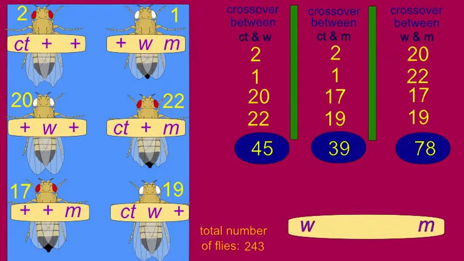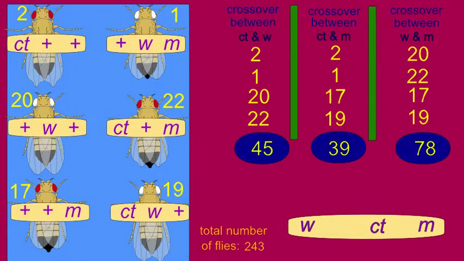Cut is located in the middle, and it is about equidistant between white and miniature. Although since there are 39 crossover events between cut and miniature, this is a slightly smaller number and thus a closer distance between cut and miniature than between cut and white, since there are slightly more crossover events, 45. And so the order of the genes on the chromosome are white and miniature at the ends and cut in the middle, a little closer to miniature than to white.